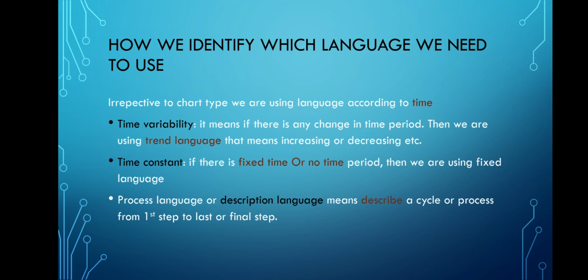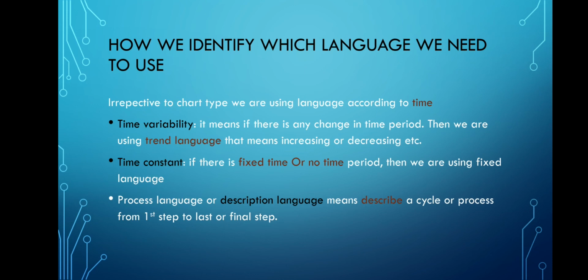Suppose there is a line chart with different time periods, with years mentioned, that is 1994, 1995, 96, 97, 2000, 2018, 2020. In this way the year varies according to the chart, that means time varies. And here we use the trend language, that is increase-decrease language. In 1994 it decreased, while in 2020 it increased. It follows an increasing trend.